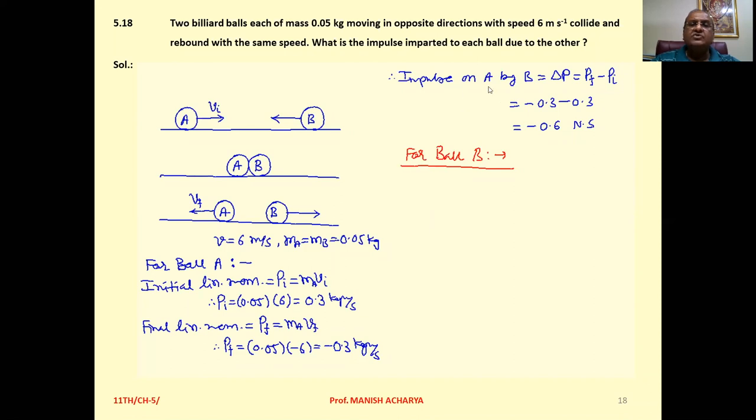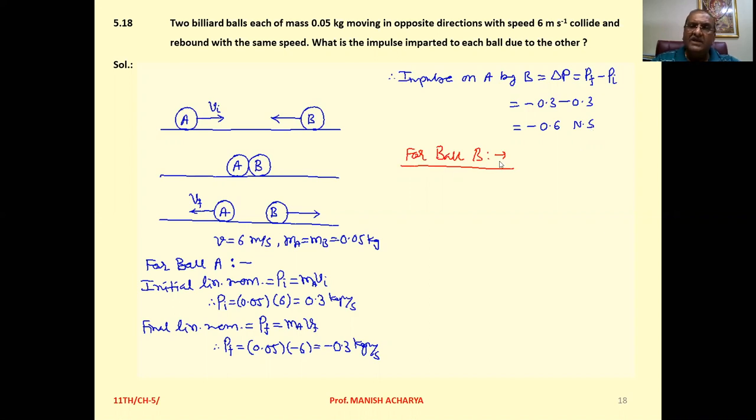So the impulse on A by B is the change in momentum of A, that is final momentum minus initial momentum. Final momentum is minus 0.3 minus initial, that is 0.3. So the resultant is minus 0.6 newton second.